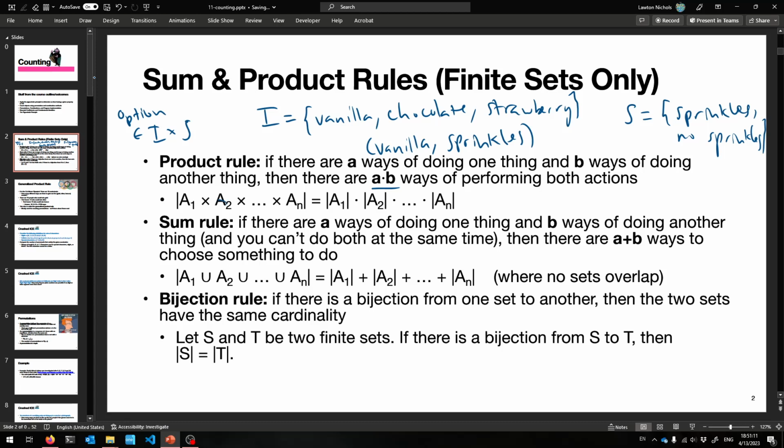Your options multiply. Next we have the sum rule. All right. If there are A ways of doing one thing and B ways of doing another thing, and you can't do both, then there are A plus B ways to choose something to do. That's a bit different from the product rule, where you have to do one thing from A and you have to do one thing from B. Pick which ones you want. And that's why it multiplies. But with the sum rule, you just have two different sets of options, and you kind of jumble the two options together and you just pick one final thing to do.